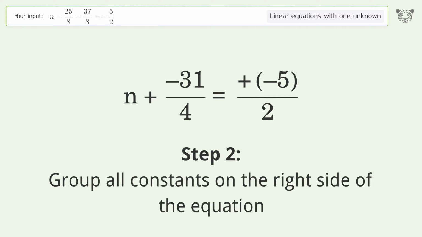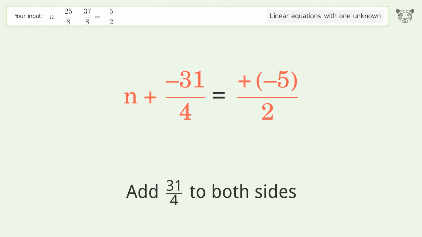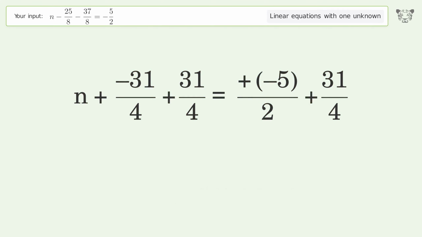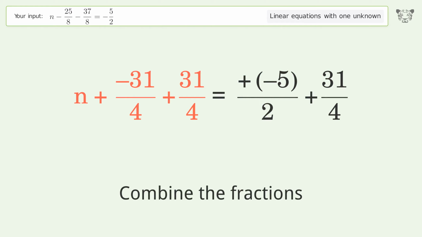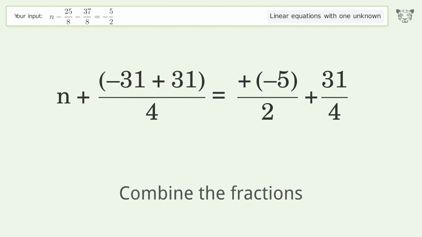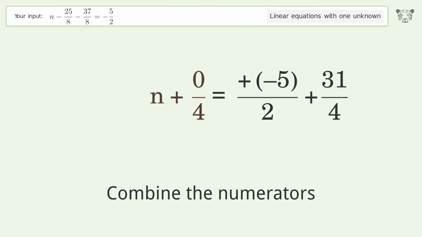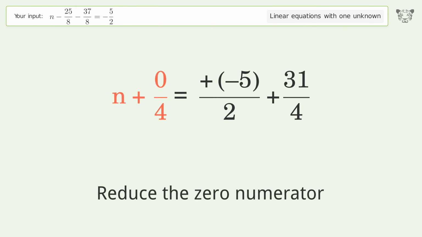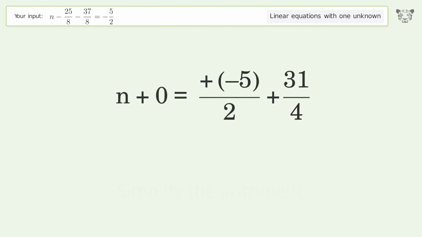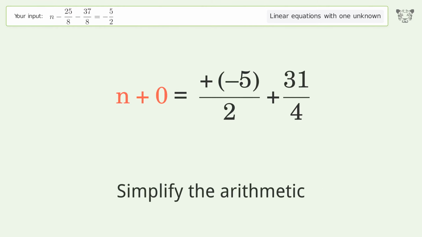Group all constants on the right side of the equation. Add 31/4 to both sides. Combine the fractions. Combine the numerators. Reduce the zero numerator. Simplify the arithmetic.